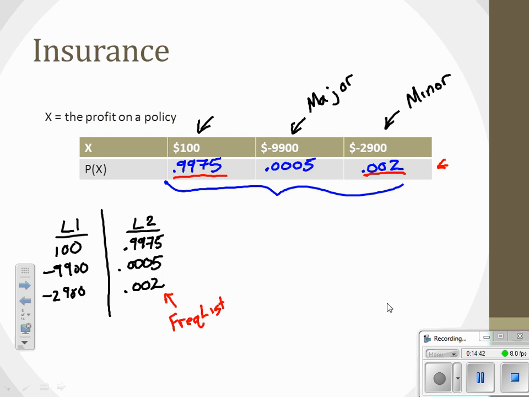So when you go into your one variable statistics, we can find mean and standard deviation using list 1, and then when you put comma list 2, this tells your calculator the first list is where it's getting the actual numbers, and the second list is how often those values occur. And when we do that, we see that we get an X bar of $89.